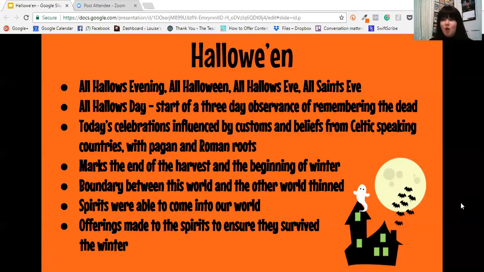And so they made offerings to the spirits to ensure that not only they, but their livestock and any potential crops that were due to grow in the coming spring, were not affected by the spirits as they came into our world. But they also celebrated the spirits as well. So they wanted to please them. And if they didn't, then the spirits could harm their crops.